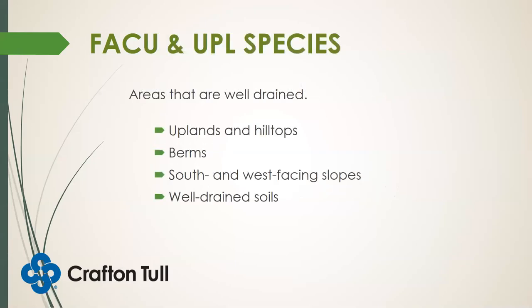Then facultative upland and upland species. These are going to like areas that are well drained, uplands and hilltops, berms, south and west facing slopes that get a lot of sun, and just well drained soils in general.